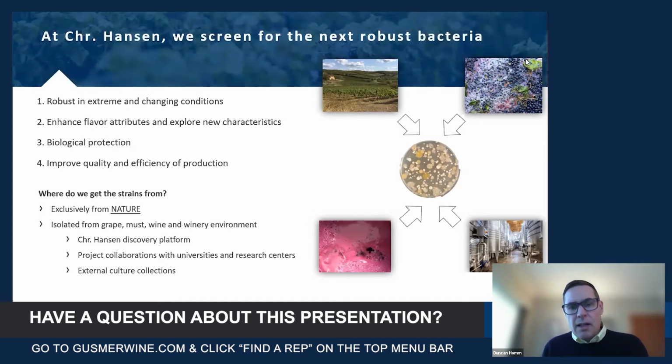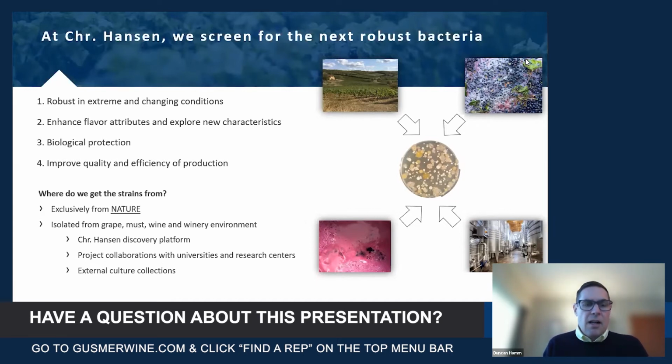The third point is biological protection. As I mentioned, inoculating with Oenococcus is one of the most effective strategies against Brettanomyces. But we've also got strains of malolactic bacteria that can be dosed into grapes, machine harvested fruit when you're shipping across large distances, for instance.